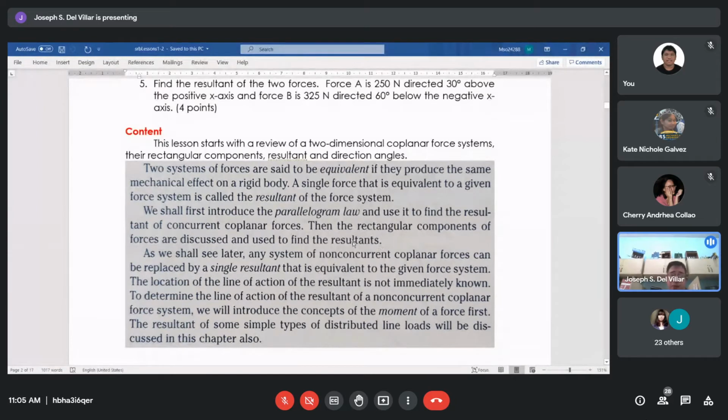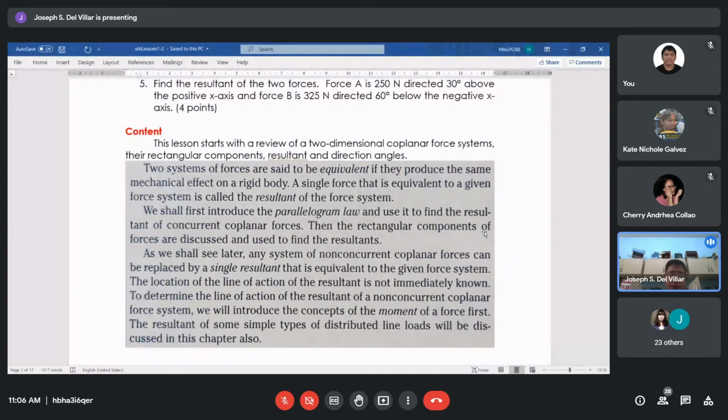The Parallelogram Law is one way of getting the resultant graphically. I think you had this when you had your physics laboratory in high school. The parallelogram law is applicable only to two given forces, limited to two forces. If we add them graphically, then we use the parallelogram law.